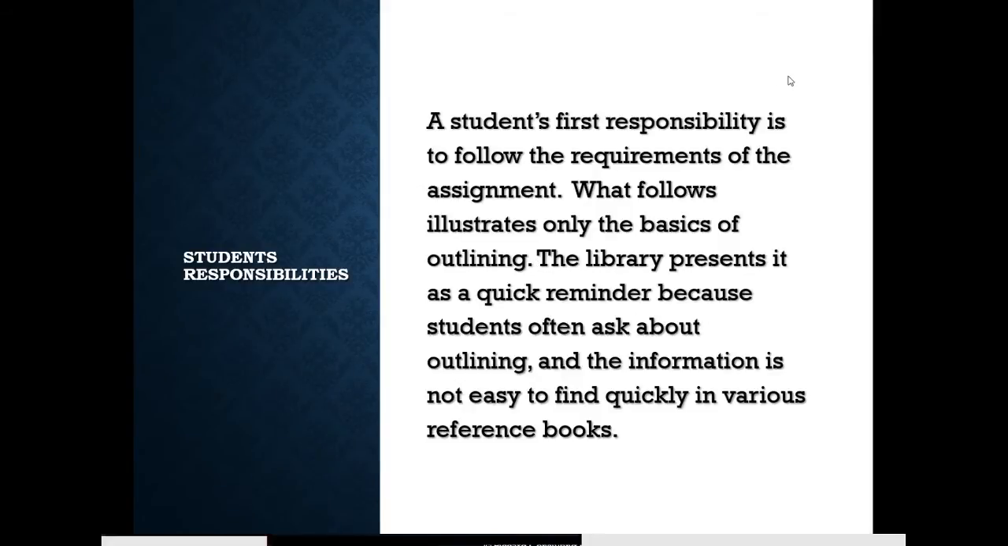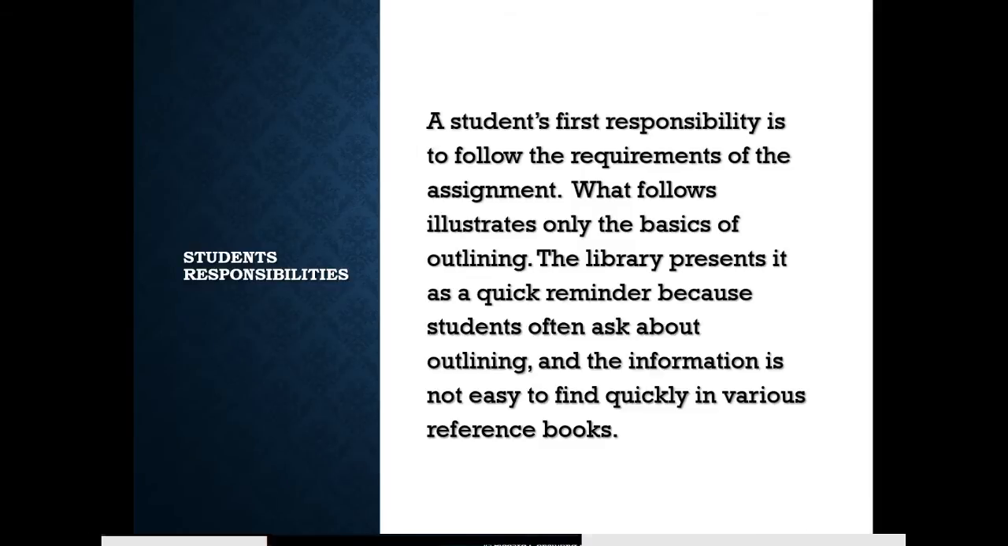A student's first responsibility is to follow the requirements of the assignment, meaning follow what your professor wants you to do. Follow his details to the letter, because that's going to be half of the assignment. It's to follow instructions and to do the assignment that the professor gives you, because many students do not follow. They write something that's good, but they don't follow the instructions and they don't get as good a grade as they should have.